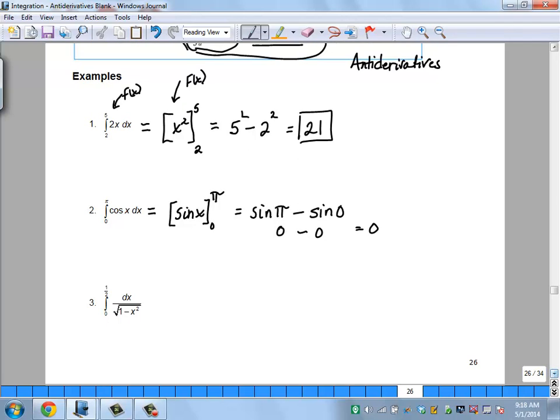Okay? Example number 3. The integral from 0 to 1 of dx over the radical 1 minus x squared. If you look on your antiderivative card, you see that this is the antiderivative of inverse sine. We're evaluating it from 0 to 1/2. So we're saying inverse sine of 1/2, the end, minus the inverse sine of the beginning, or 0. And I know the inverse sine of a half is 30 degrees, or pi over 6, minus the inverse sine of 0, which we just saw up here, is 0. So my answer is pi over 6.